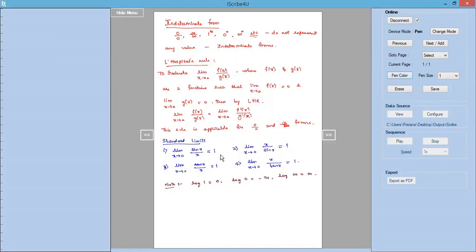Next, we will go to the indeterminate forms of the type 0 power 0, infinity power 0, and 1 power infinity.